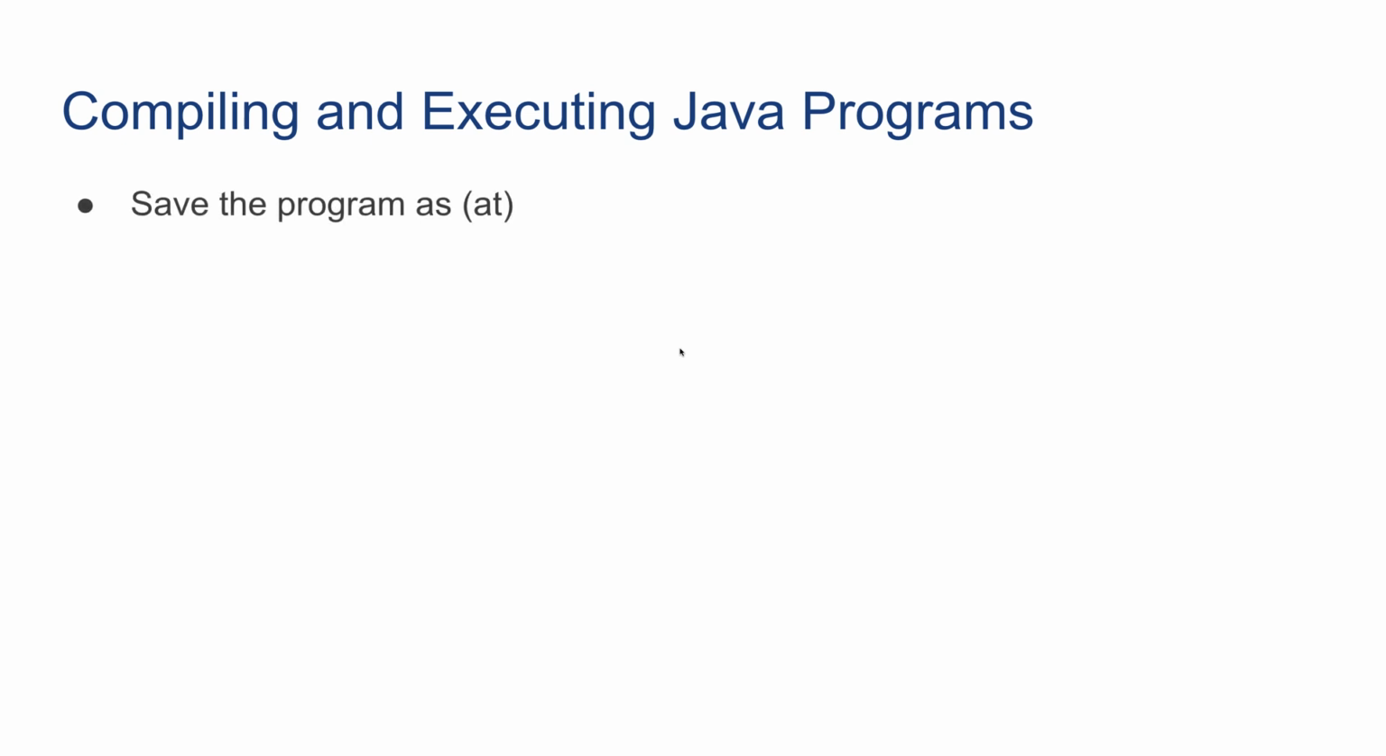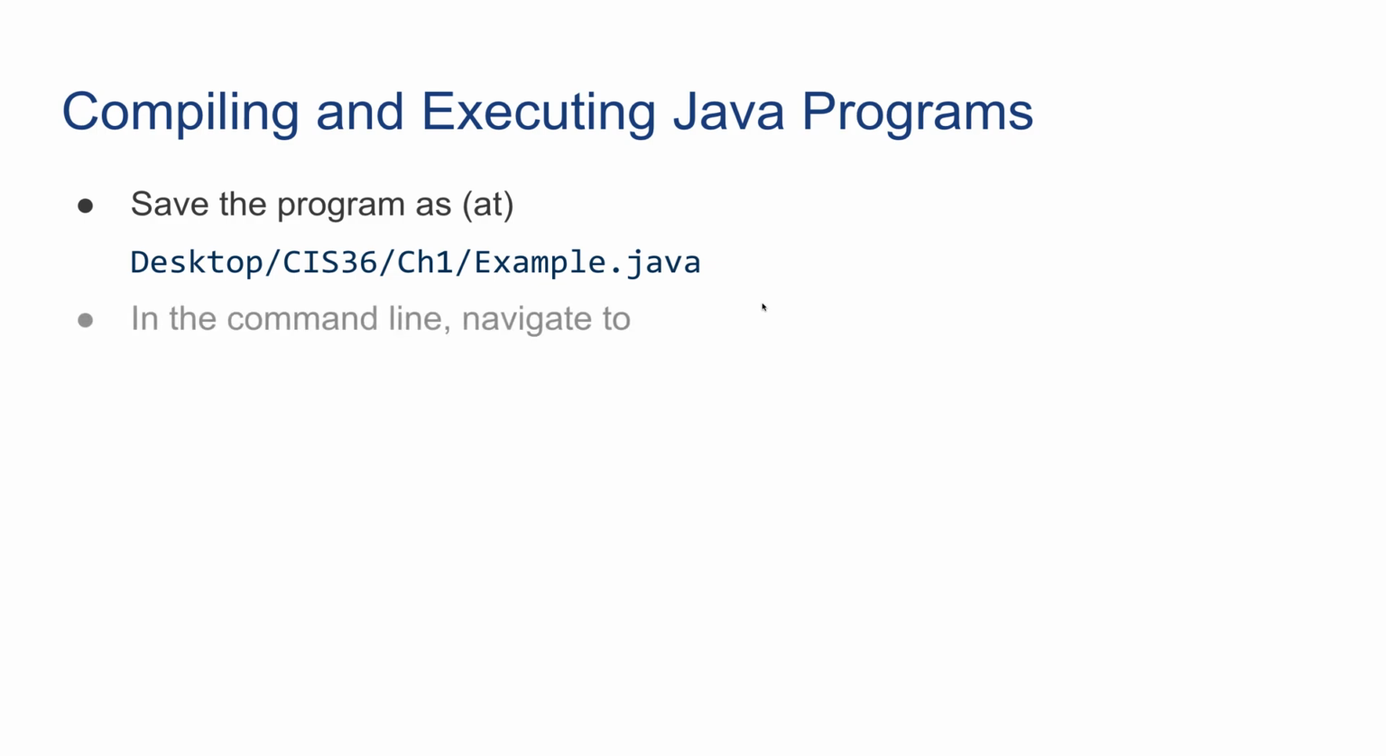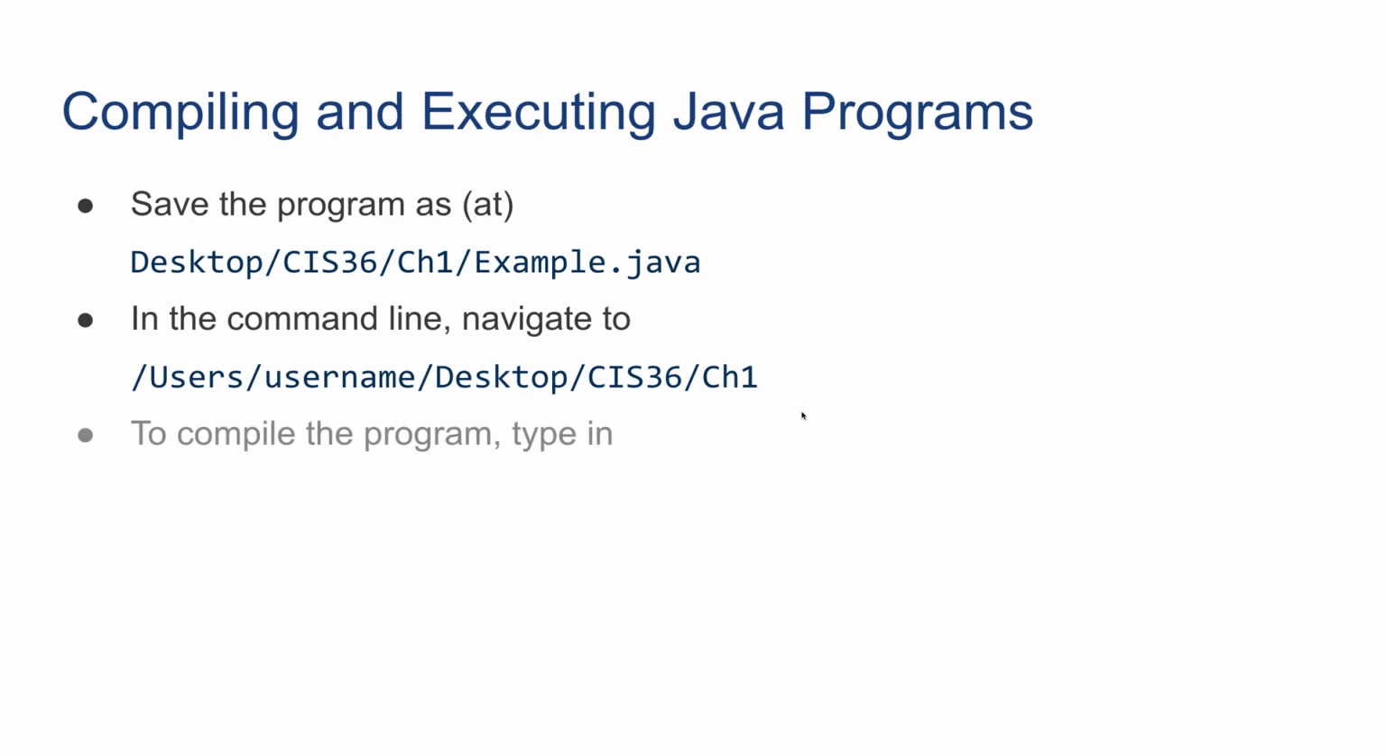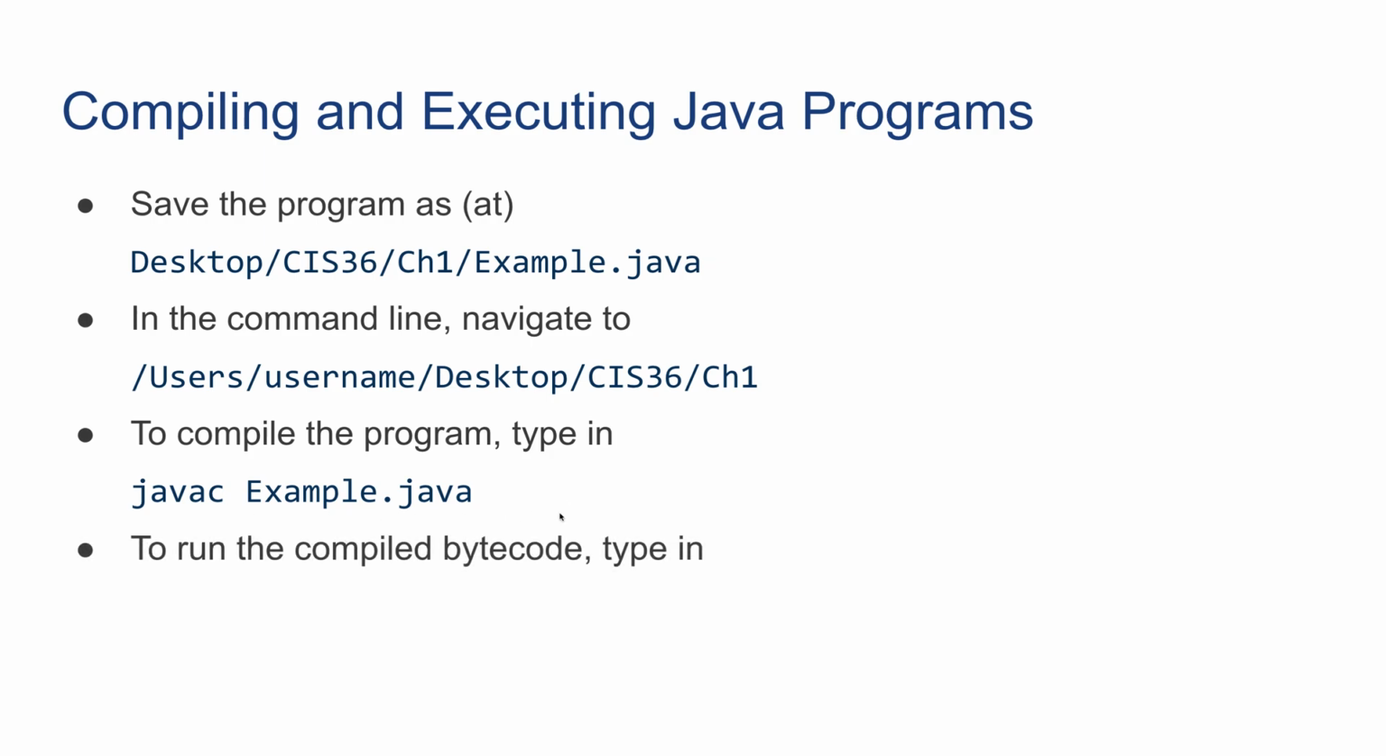So first of all, as I said, we're going to save this program as example.java, and we're going to save it at desktop CIS36 ch1. So I'm going to go ahead and demo this for you, and then we're going to use our command line, and we're going to navigate to this ch1 where our example.java is, and then to compile the program we're going to type javac space example.java, and then finally to run we're going to type java example, and then our program will be executed.